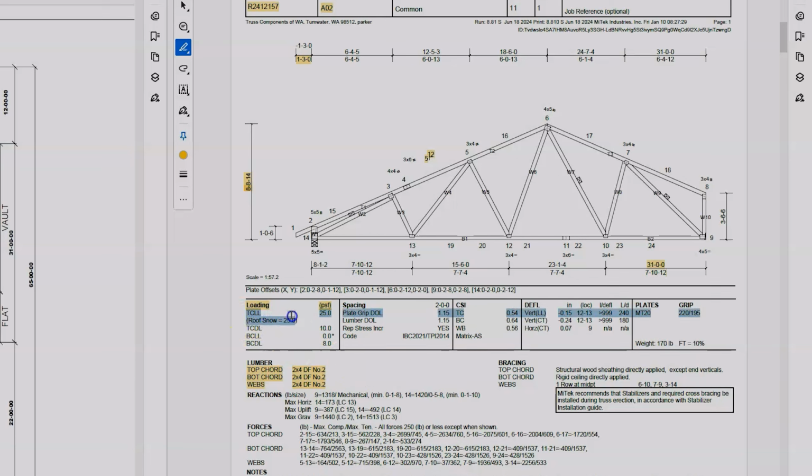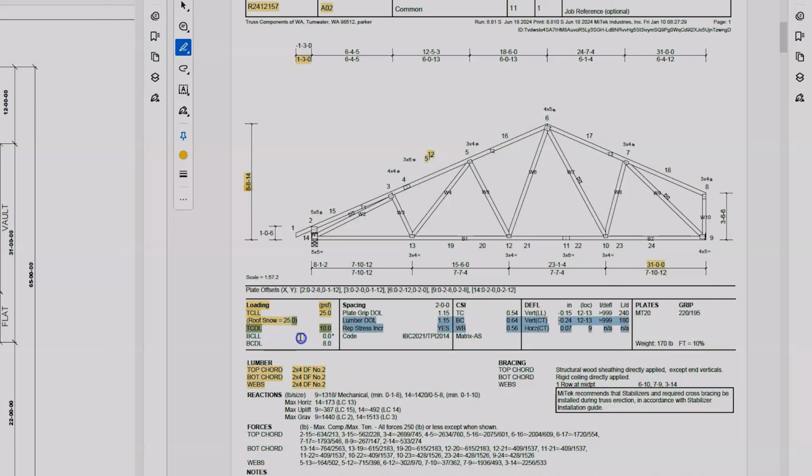And so our top chord live load is 25 pounds, which is the roof snow. And that is a very typical top chord live load for snow here in Western Washington, where we're recording this video. We also have a top chord dead load. The top chord dead load is the weight of the materials that will be on the top of the truss. So that would be roofing, solar panels, anything that's going to be there permanently. And it includes the weight of the truss itself.